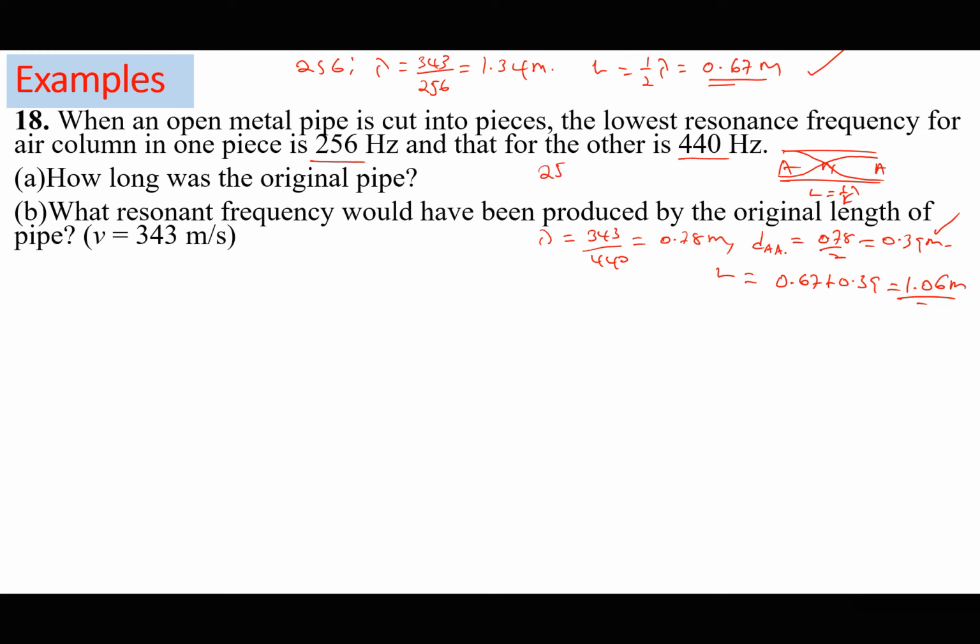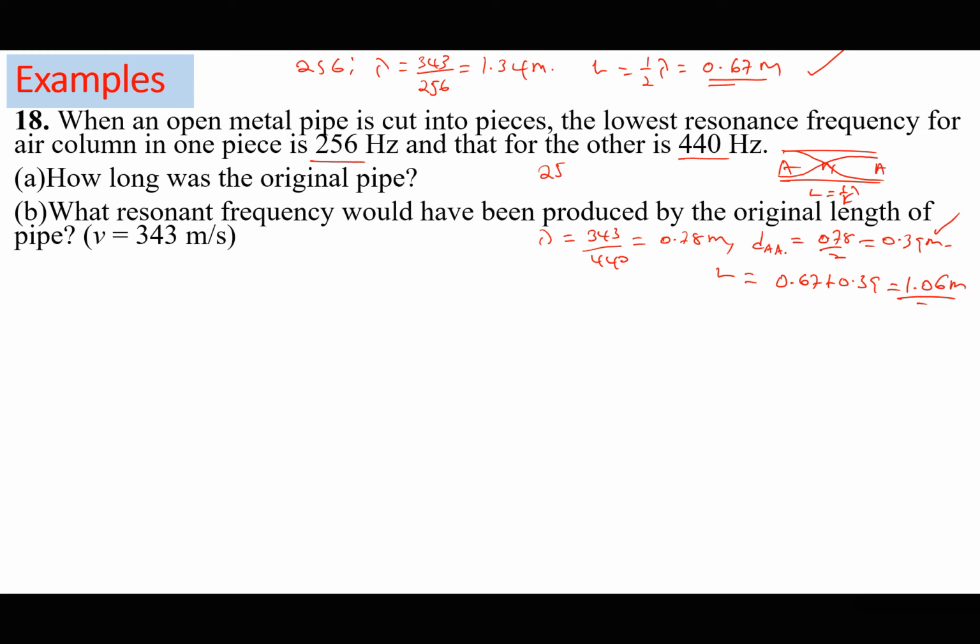Then for the second one, I also found the wavelength and I found the length. So the original length was the sum of the two, which is 1.06. Then if it is used as a whole in part B, the distance between an antinode and an antinode is half a wavelength. And remember, the distance is going to be 1.06 if it is used as a whole length. So that means the wavelength is twice that. When I find the frequency, that gives me 161.8 hertz.